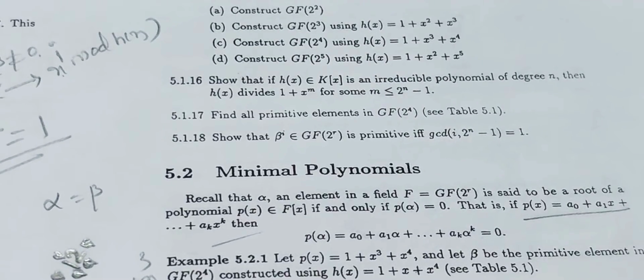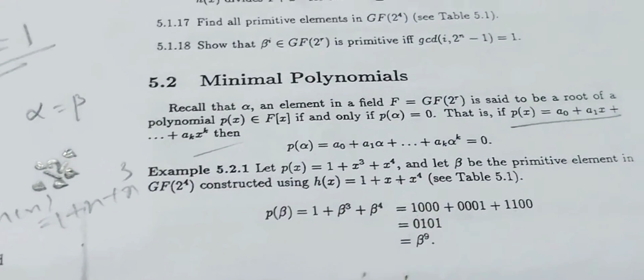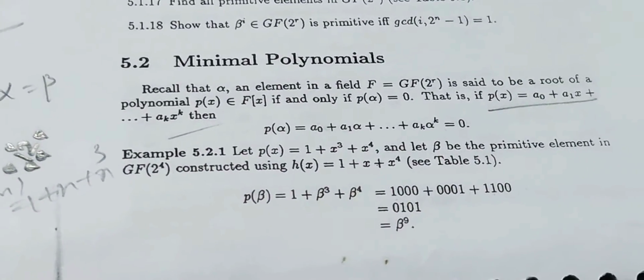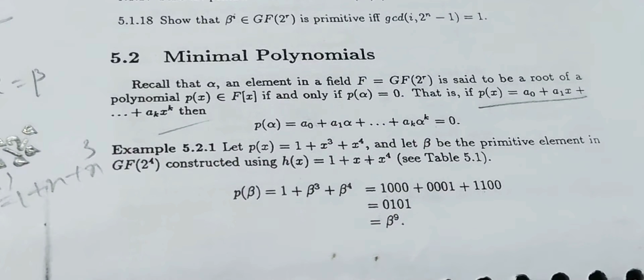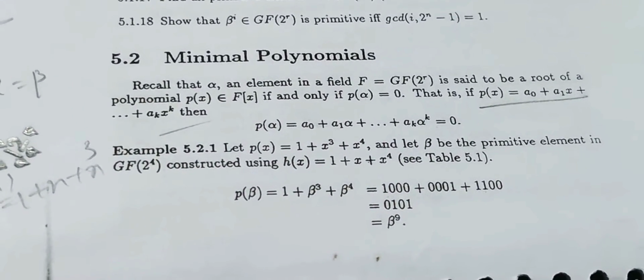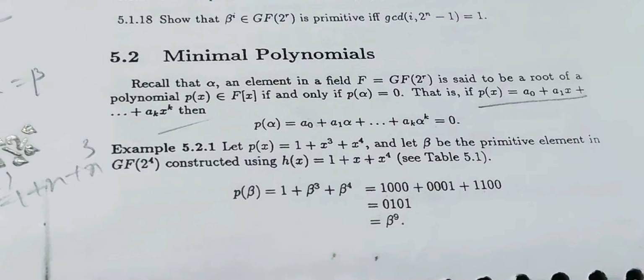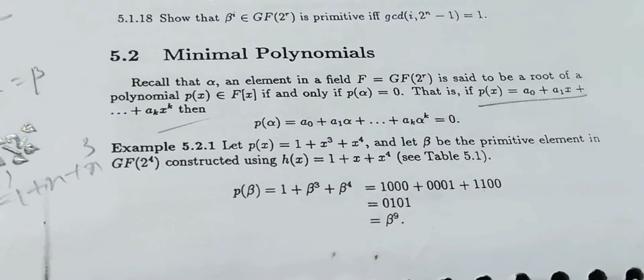let alpha be an element in a field F equal to GF of 2 raised to r. It is said to be a root of a polynomial p of x if and only if p of alpha is equal to 0. And p of x is represented as a0 plus a1x plus etc. plus ak x raised to k. So p of alpha is a0 plus a1 alpha plus etc. plus ak alpha raised to k, which is equal to 0. So that is the root of this polynomial.